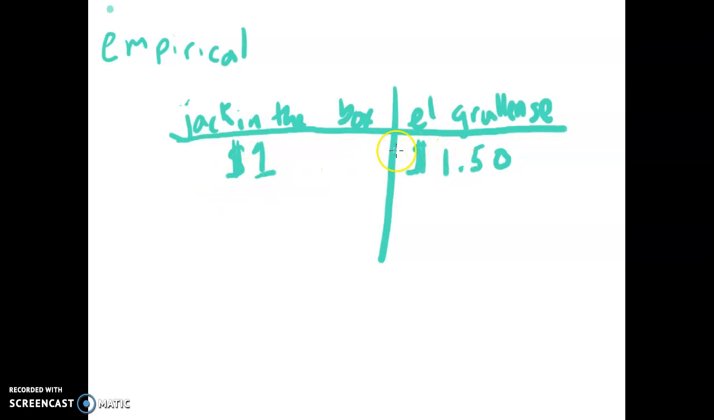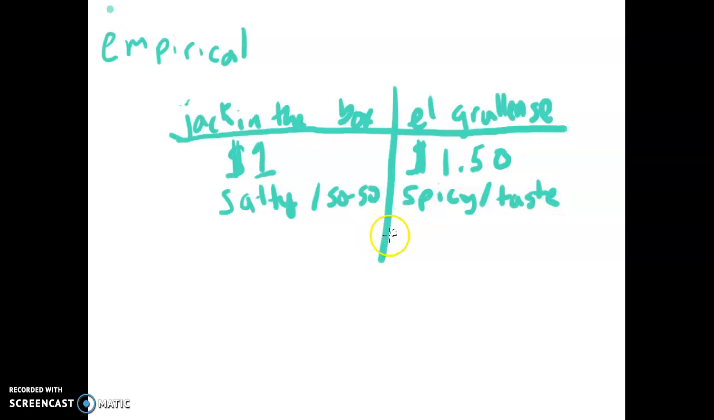But that's just one piece of evidence for a taco, right? The price is only one piece. What about the flavor, right? Maybe the flavor of the Jack in the Box taco is salty and kind of so-so. I might describe a Jack in the Box taco as maybe a little too salty, but an El Gruense taco, especially if I've added some hot sauces, kind of spicy, and I can taste the actual meat of the taco.